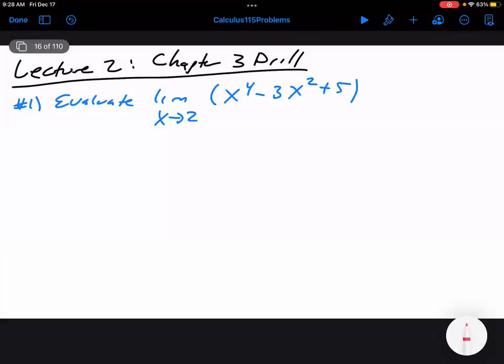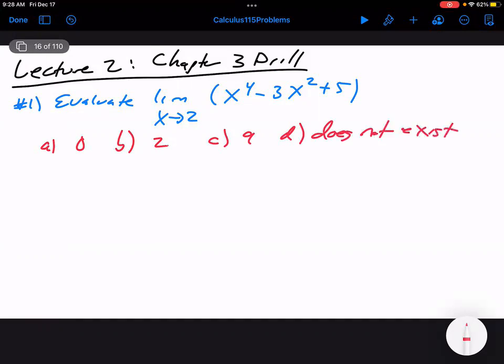Welcome. This is the second of the calculus review lectures, and I want to just go over a couple of problems today. So the first one is to evaluate the limit as x goes to 2 of x to the fourth minus 3x squared plus 5. And so the book gives three answers. A is 0, B is 2, C is 9, and D does not exist.